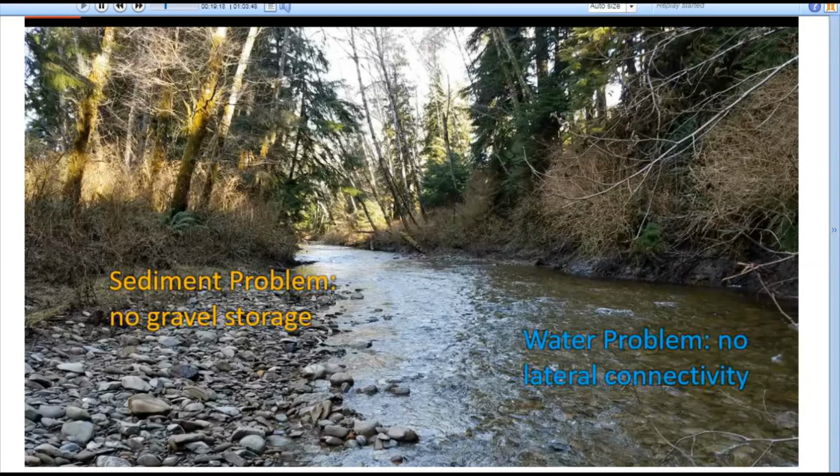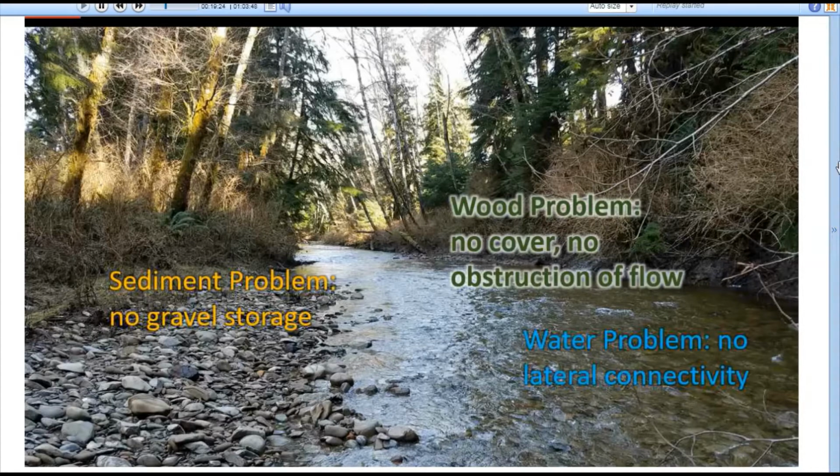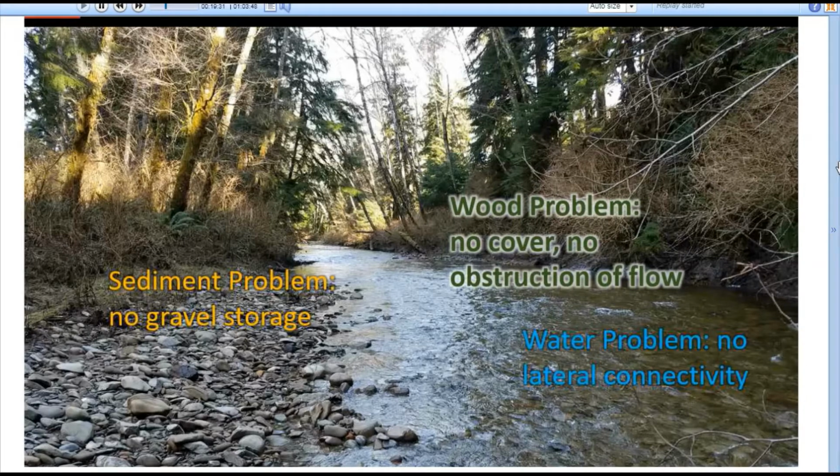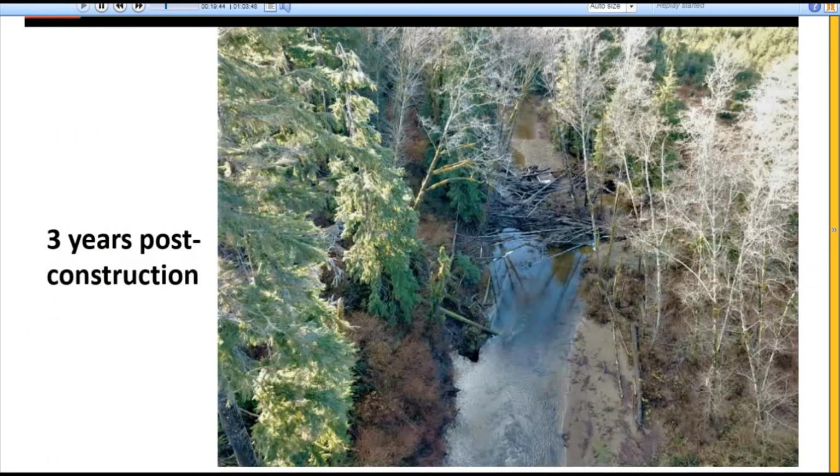It's incised all the way down to bedrock, which you can kind of see on the right side of this photograph. And I would argue that both of those problems are sort of a result of the wood problem in Hurst Creek, which is mainly that there's no cover for fish and there is no obstruction to flow that would normally cause sediment deposition, would normally drive flow over bank. There's no wood in Hurst Creek to serve these important functions. So the restoration action in Hurst Creek was naturally put the wood back in.